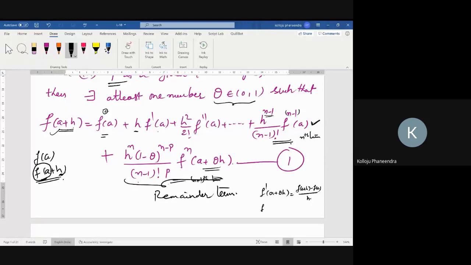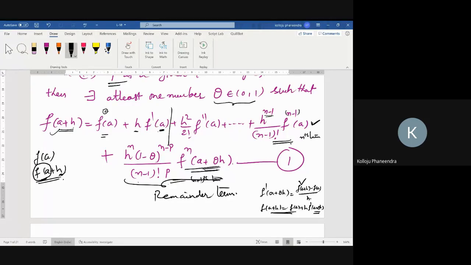Now see this one. From this expression, f of a plus h becomes what? f of a plus h into f dash of a plus theta h. So Lagrange's mean value theorem is also Taylor's theorem, but up to the second term. And since it is a plus theta h, in place of a in this last term you will get a plus theta h. That is the remainder term.